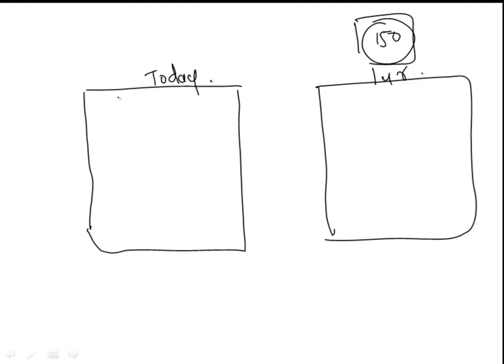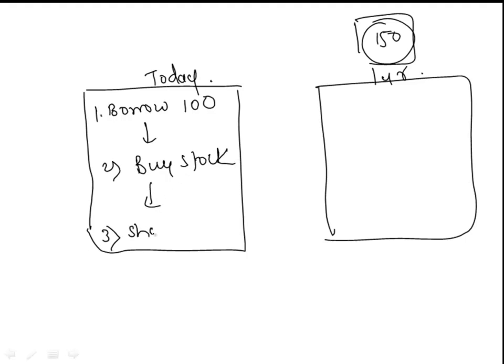To buy, you need to have 100 rupees with you. It's an arbitrage, that means you don't have money. So the first thing that you will do is borrow 100. With this borrowed 100, you will buy the stock. And once you've bought the stock, you will also enter into the short side of the forward contract. These are the set of actions that you will do today.